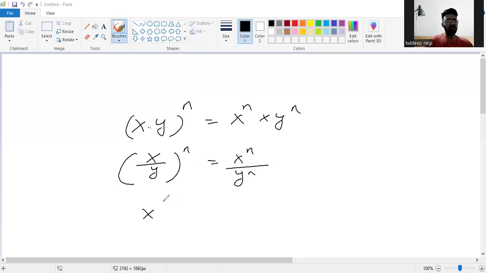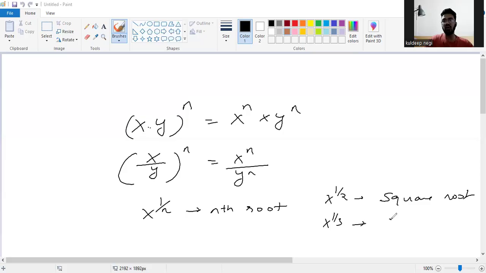Any given number which is raised to a fractional power of 1 by n represents its nth root. For example, if you are dealing with x to the power 1 by 2, it means you have to find the square root of that number. If you have 1 by 3, you have to find the cube root of that number. And if you're dealing with 1 by 4, you have to find the fourth root of it. And it will continue.